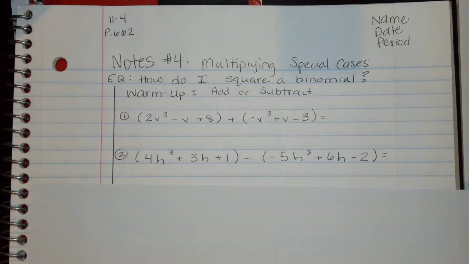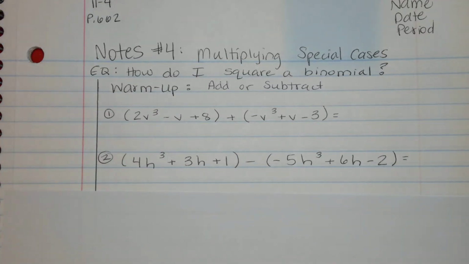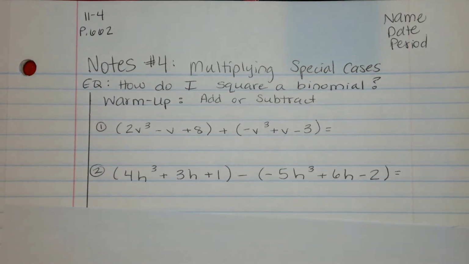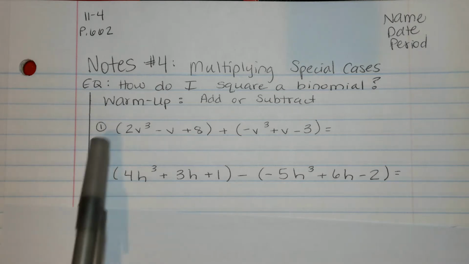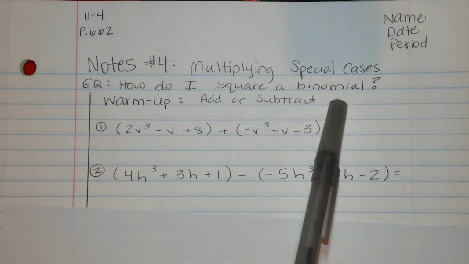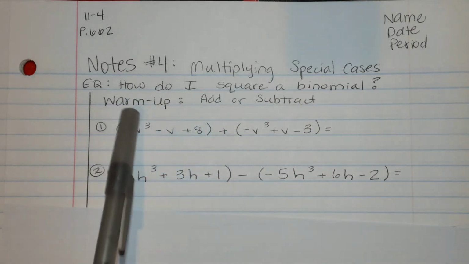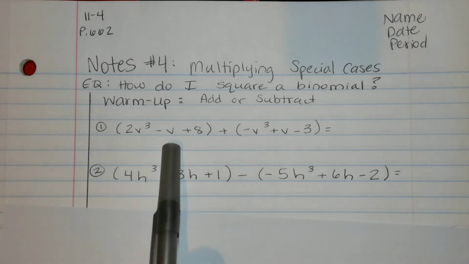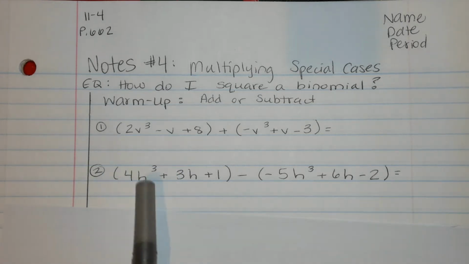These are notes number 4. We're learning about multiplying special cases. Your notes should be set up from class and the warm-up should be done. And the essential question here is, how do I square a binomial? The warm-up is reviewing how to add or subtract polynomials, so that should be done from the beginning of class.